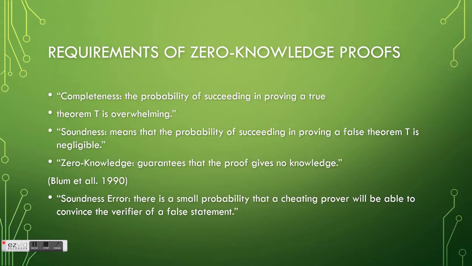Now, zero-knowledge proofs have certain requirements. These are completeness, soundness, and zero knowledge. The completeness requirement states that if the statement is true, the honest verifier will be convinced of this fact by an honest prover. The soundness requirement states that if the statement is false, no cheating prover can convince the honest verifier that it is true, except with some small probability. I talked about this in the last slide. This is the soundness error. The soundness error states that there is a small probability that a cheating prover will be able to convince the verifier of a false statement.